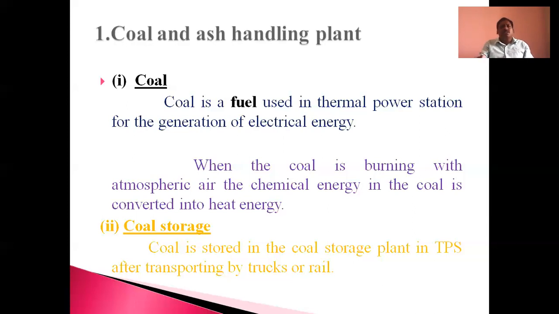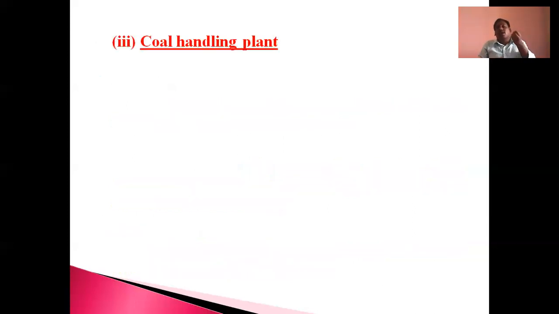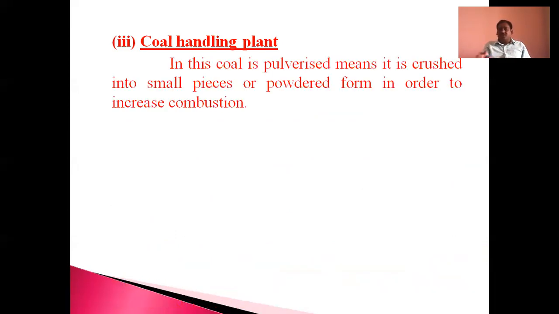So the next component is the coal handling plant. After coal storage, the coal is delivered to the coal handling plant. In this coal handling plant, the coal is pulverized. What is meant by pulverization? Pulverization means the coal is crushed into small pieces or powdered form. Why? Because when the coal is in small pieces or powder form, the coal is completely burned out, and the combustion and the heat energy is more compared to the solid form of coal.